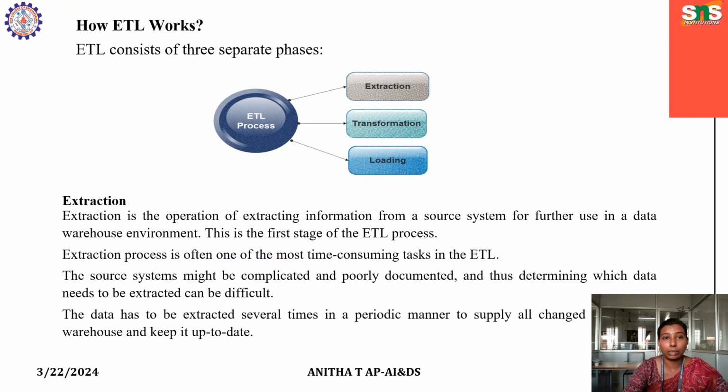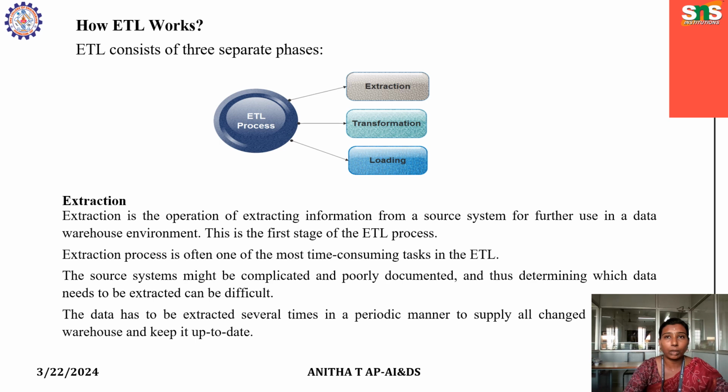Next, how ETL works. ETL consists of three separate phases: extraction, transformation, and loading. Extraction is the operation of extracting information from a source system for further use in a data warehouse environment. This is the first stage of the ETL process.